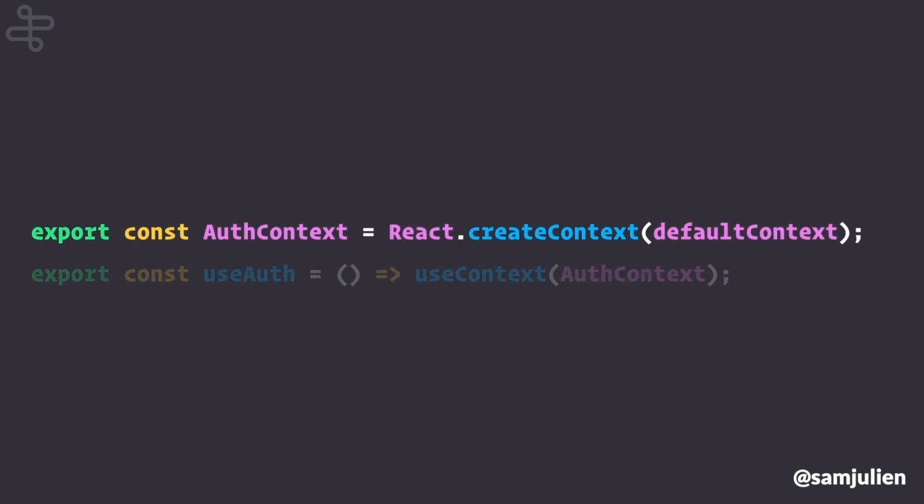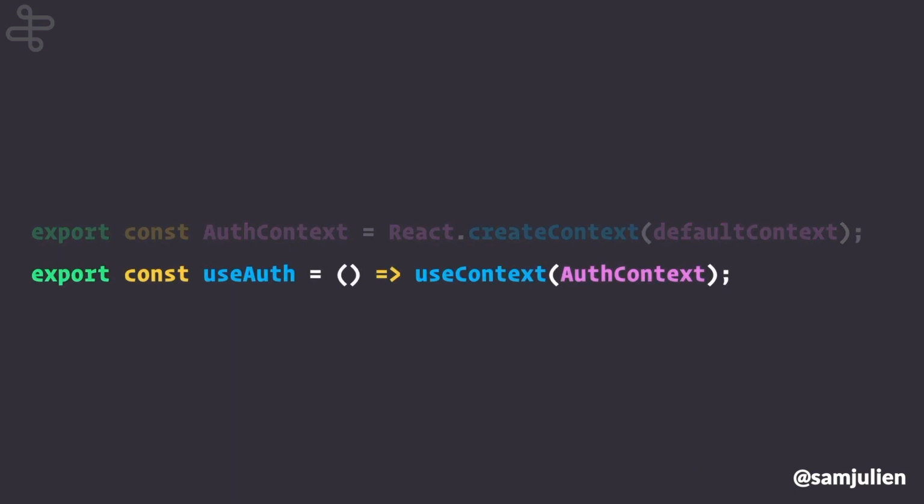auth context using React's createContext. Now, notice here, because we're in Gatsby, we're going to use a default context and pass that in. Now, we're going to come back to that. We're not going to talk about that yet, but keep that in mind. Then once we create the context, we can use the useContext hook to create a hook called useAuth, and that lets us just access that context.